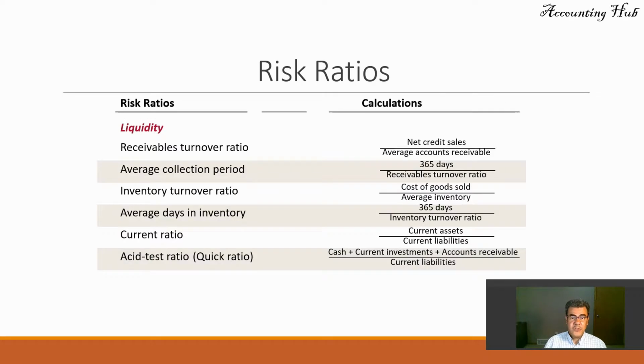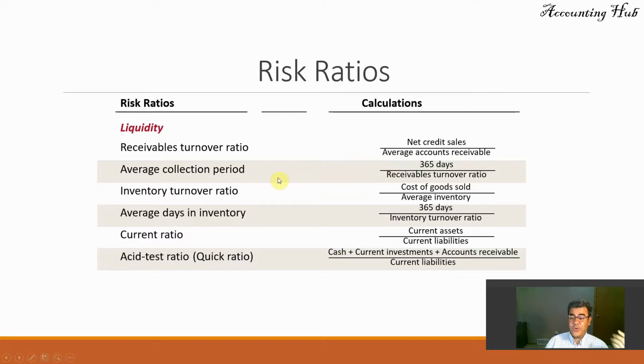Okay, so these are the risk ratios of liquidity. The first two ratios are about accounts receivable. The first one is the turnover ratio. How many times do we receive our accounts receivable per year? For instance, if this number is 12, we receive it 12 times a year.